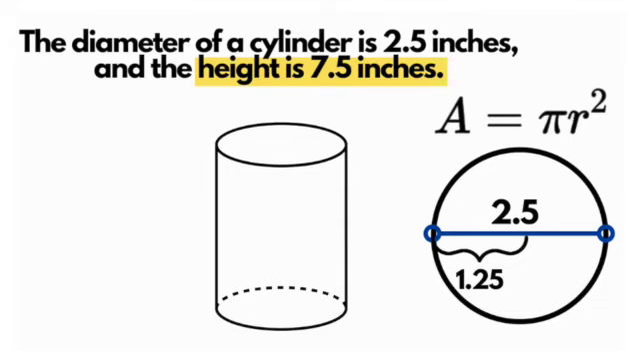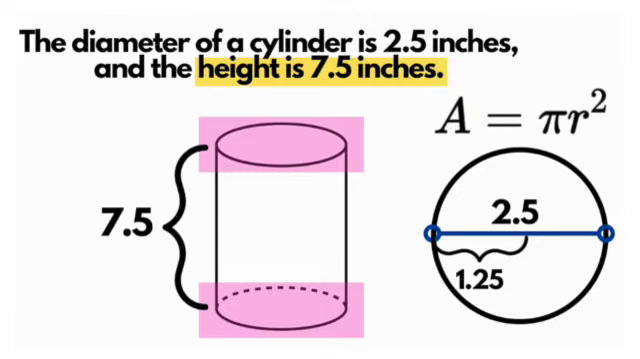And now we need to know the height of this cylinder, which is 7.5 inches. So we say it's the distance between the two bases. We'll go ahead and highlight the circles of the two bases. This is like it's standing up, so its height will be 7.5 inches.